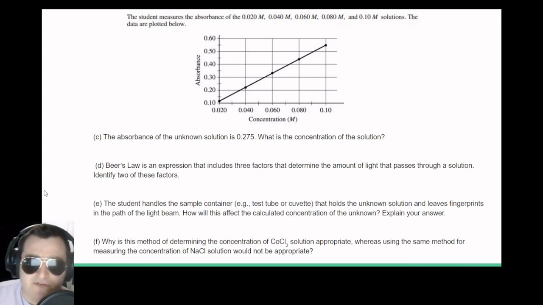Why is this method of determining the concentration of COCl2 solution appropriate, whereas using the same method for measuring the concentration of NaCl solution would not be appropriate? Now, this is a weird question. And I'll admit, this would be such a smaller topic that I don't know if I would be able to answer it when I was in high school.